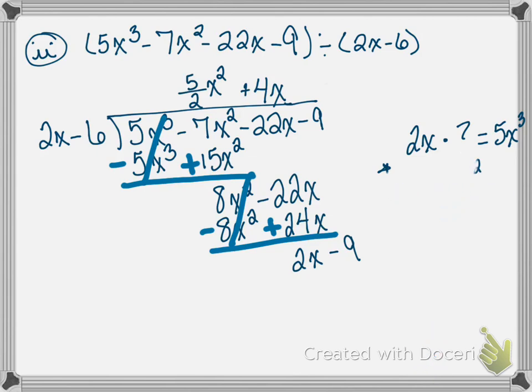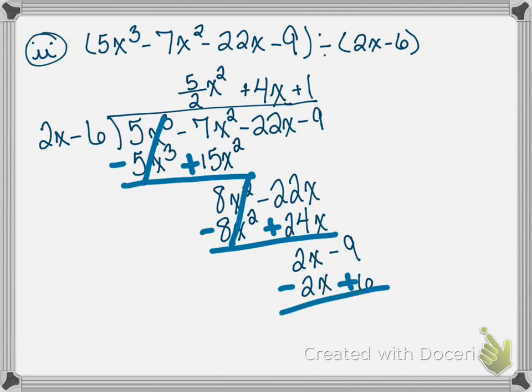Okay, I'm just erasing so that we can see everything. Okay, 2x times 1 gives me 2x. So 1 times negative 6 is negative 6. 1 times 2x is 2x, and I'm subtracting. Okay, so I am left with negative 3. So I have a remainder of negative 3.